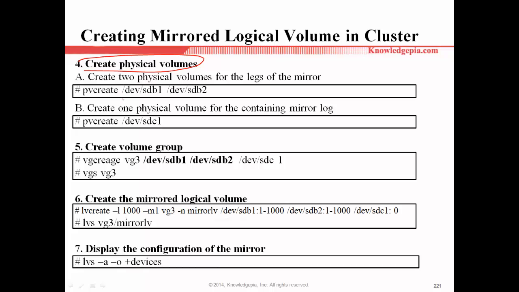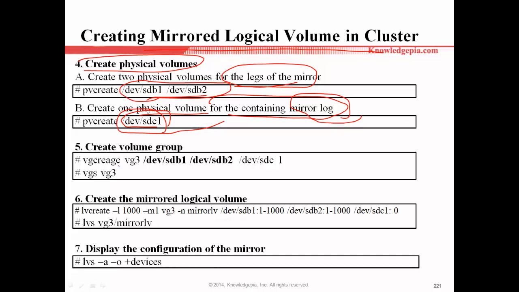After that, number 4, create the physical volume. So in case of the mirrored logical volume, at least we need 3 physical volumes. So 2, in my case sdb1 and sdb2, will be the legs of the mirror. And sdc1, this one is also a different type: a physical volume for containing only the mirror log. So if we want to save the mirroring log for this kind of mirrored logical volume in a cluster, then we have to create this one.